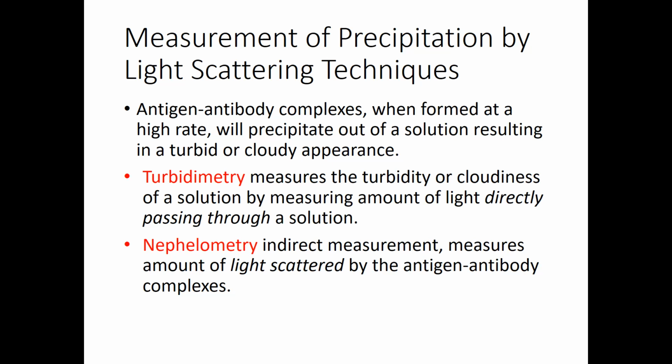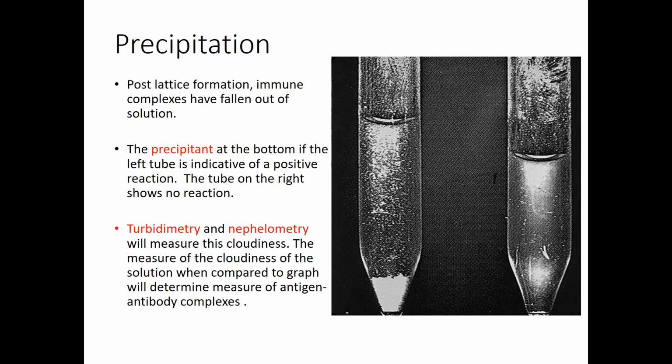If you think back to our discussion about flow cytometry, we talked about how a laser, when it hits the cell, light scatters. That principle is basically the same idea in nephelometry, where we're measuring the amount of light that gets scattered when it hits the antigen-antibody complexes. So let's look at one more slide about precipitation, then we'll go into the techniques.